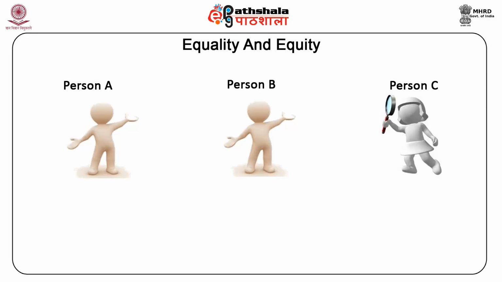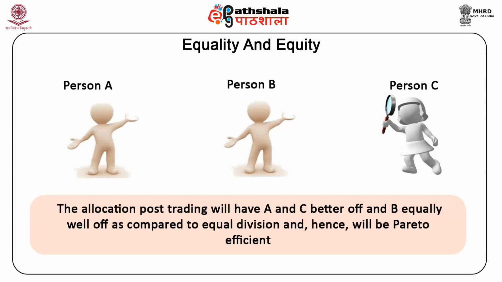We start from equal division and suppose that A and C trade while B's bundle remains unchanged. The allocation post trading will have A and C better off and B equally well off as compared to equal division, and hence will be Pareto efficient.